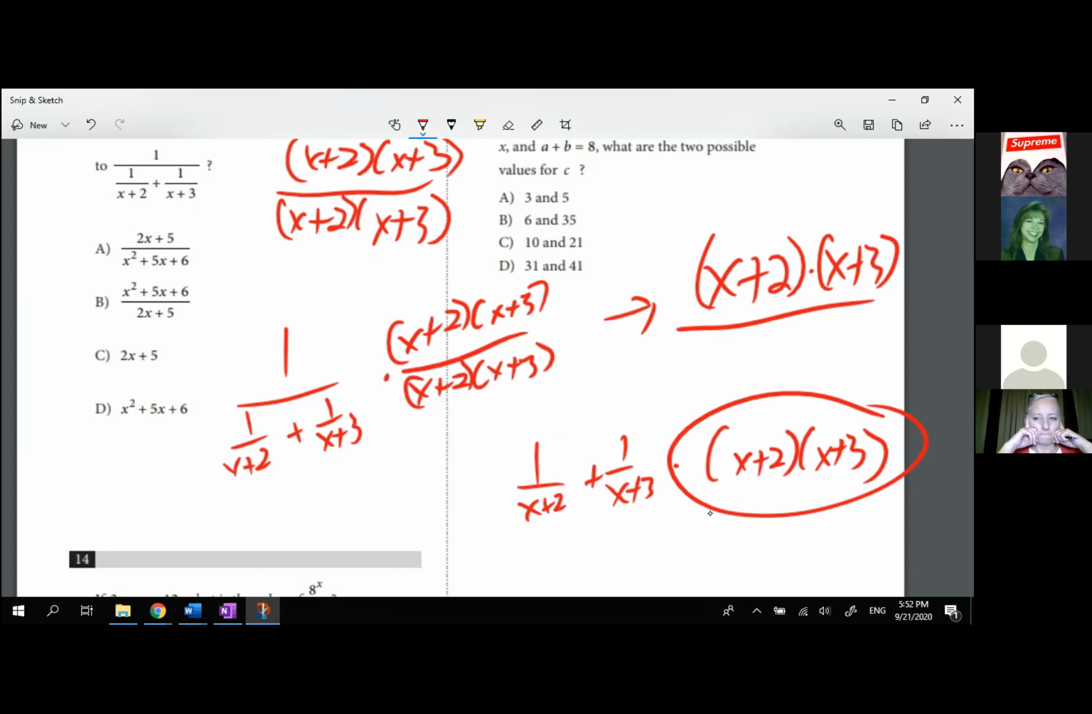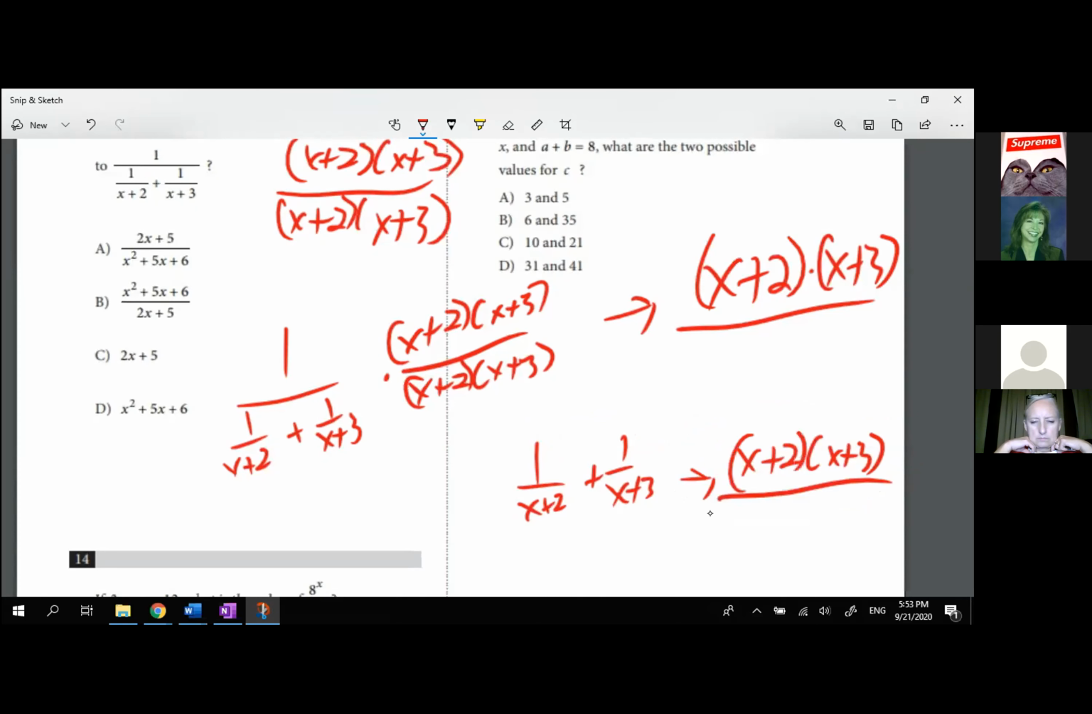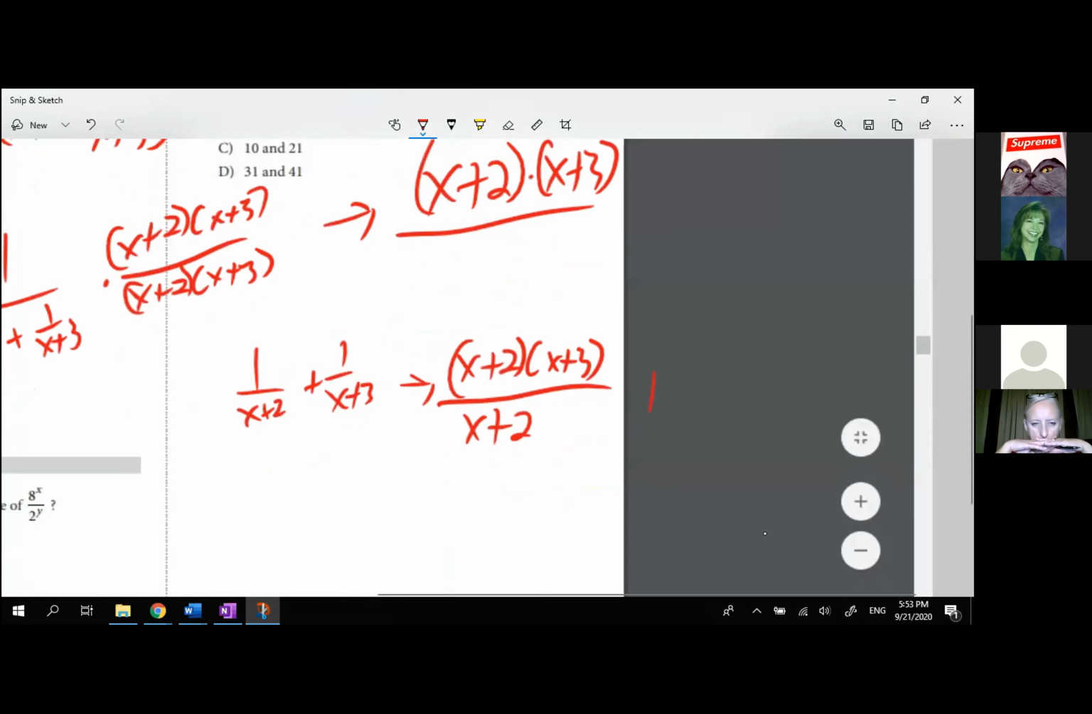This might be where I lose a couple people, but when you multiply it out, it's going to come out to be x plus 2 times x plus 2 times x plus 3 over x plus 2, plus x plus 2 times x plus 3 over x plus 3.